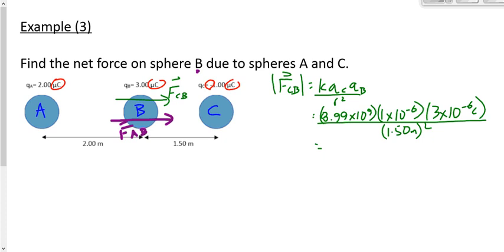It's 10 to the negative 6 because the units are microcoulombs, and a micro is 10 to the minus 6 on our data sheet. Make sense? All right. We calculate this. We end up getting FCB ends up being 0.01198 newtons. Now, we're not done because we haven't accounted for FAB yet.